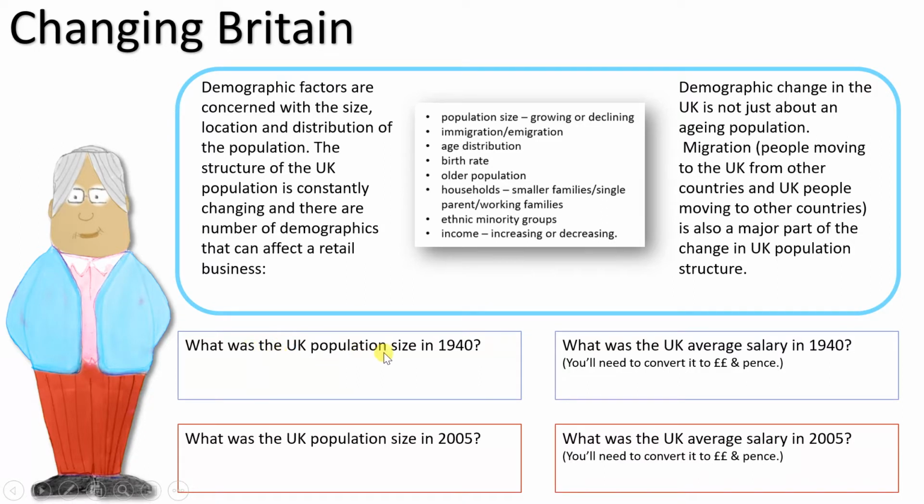Find out what the UK population size was in 1940, and as a comparison find out what the UK population size was in 2005. That's the left hand side. On the right, what was the UK average salary in 1940? Now that will actually be in a different currency. That'll be in pounds, shillings and pence. You'll need to convert that to pounds and pence, and you possibly might need to convert it into what makes sense in terms of today's salary, maybe a percentage of it. See what you can find out. And then you find out the UK average salary in 2005. And then with those four figures you've got, we can look at a comparison.